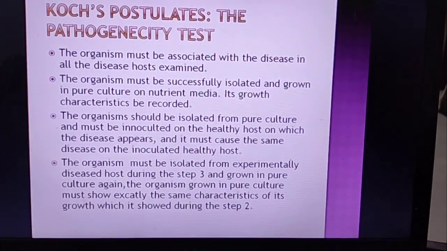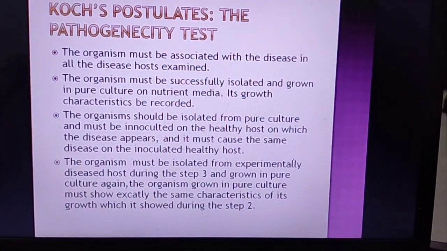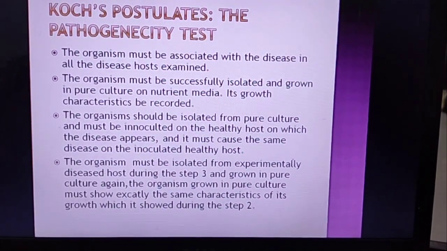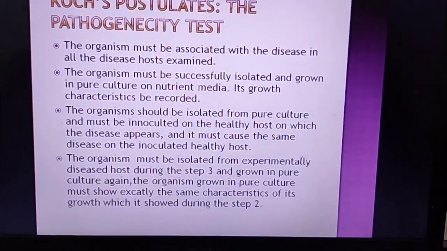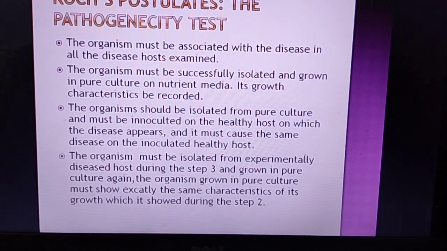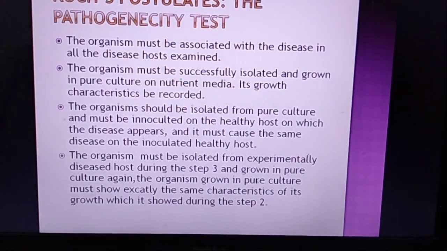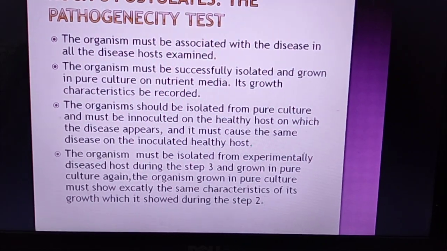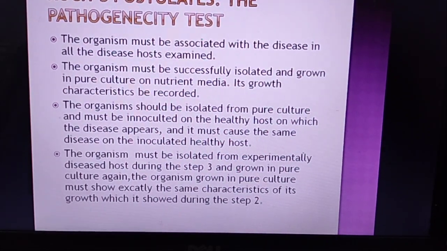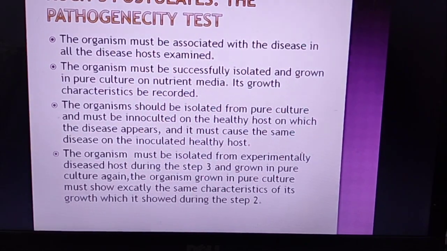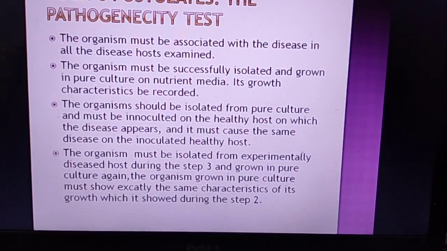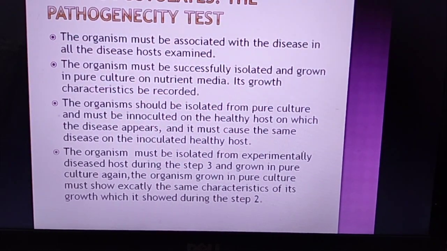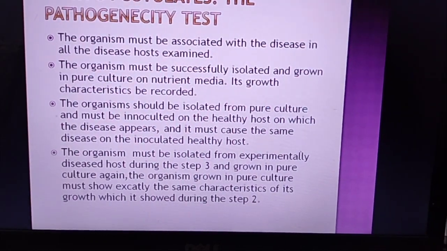So the first point in the Koch's postulates is that the organism must be associated with the disease in all the diseased hosts examined. So firstly, the organism which is causing the disease should be associated with the disease in all the diseased hosts examined. That means in whichever host it is causing the disease, it should be associated with it and should be seen in it.